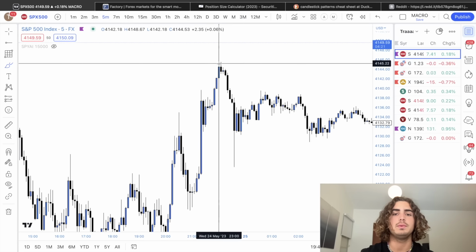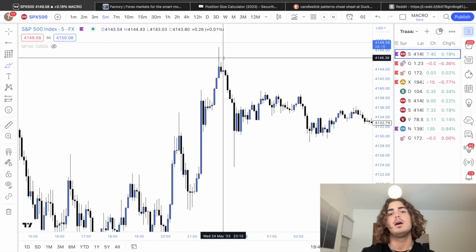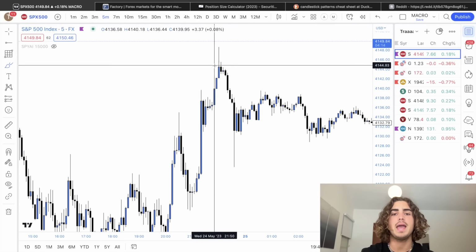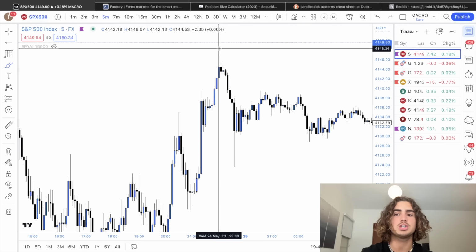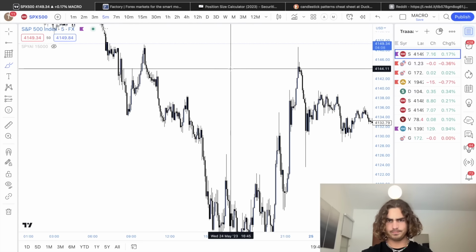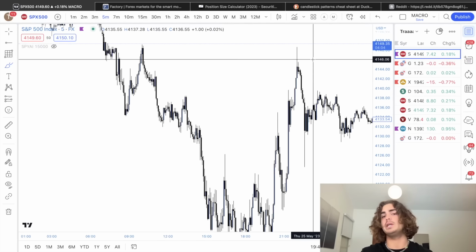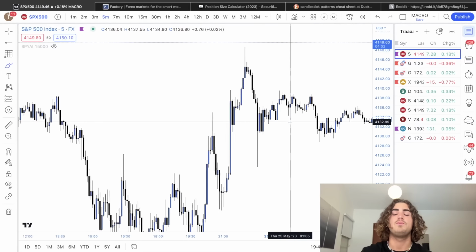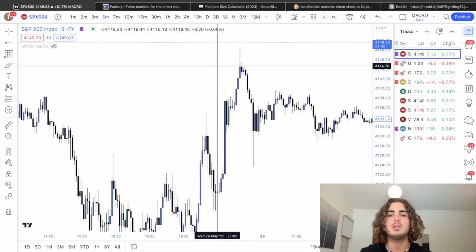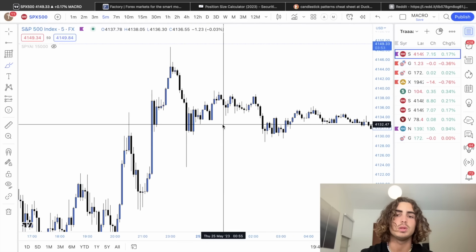Again, we see the long extension of a wick to the upside, showing that we pushed all the way up here, but we failed to close above here. We failed to close above these price points, and then what happened? We fell. But this is not something you take a trade off of. This is just slowly learning and understanding these candlesticks and what they're trying to tell you.